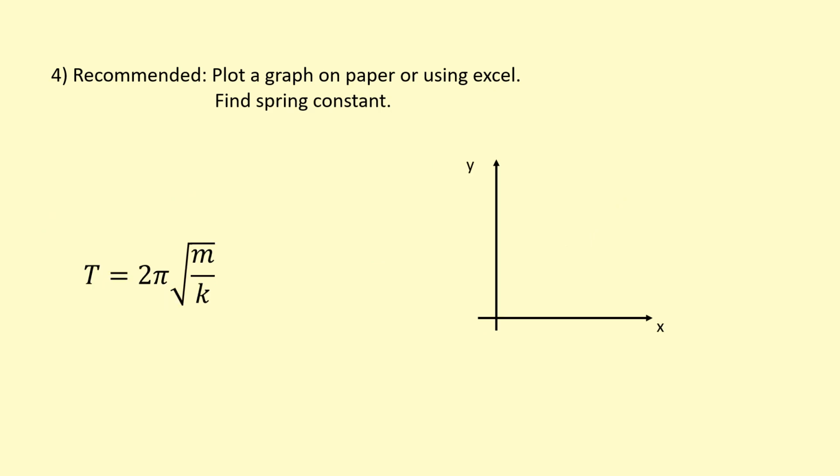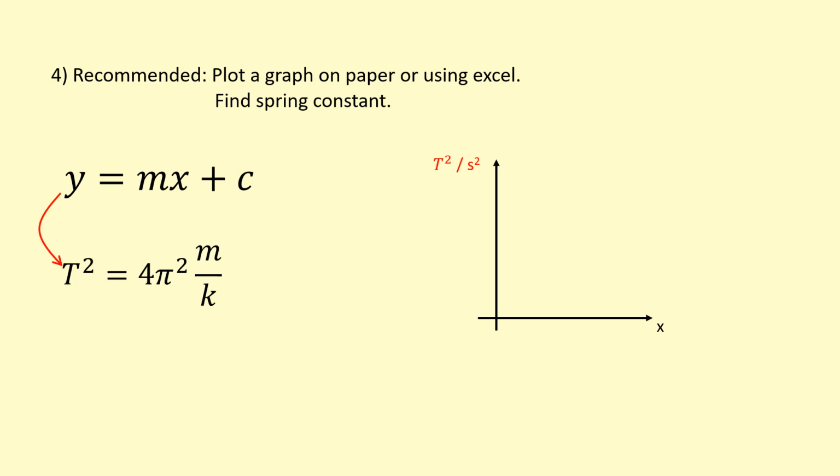You can do this for the mass spring system as well. So we've got time period as a function of mass and spring constant. So square both sides. So we've got T squared equals 4π² m over k. So we don't have the square root anymore. Compared to y equals mx plus c, on the y-axis, plot time period squared, and the units are seconds squared there.